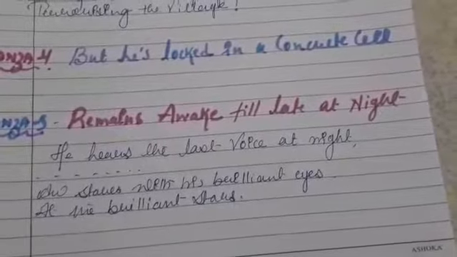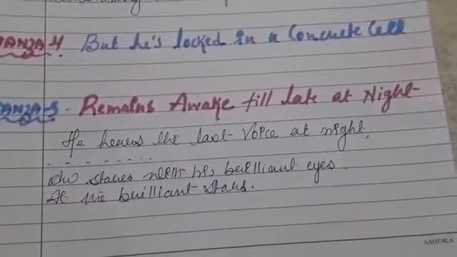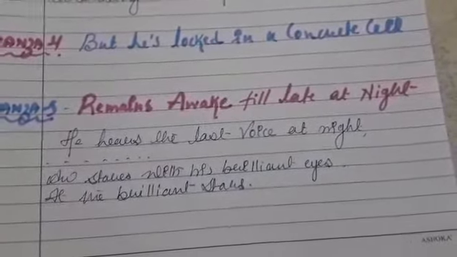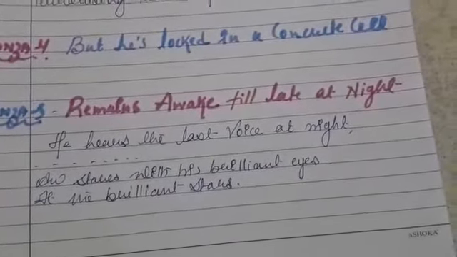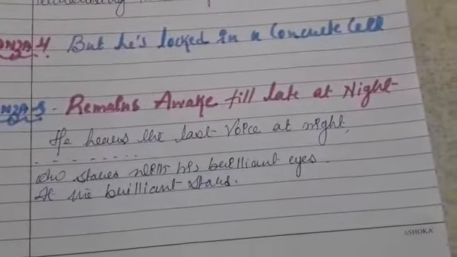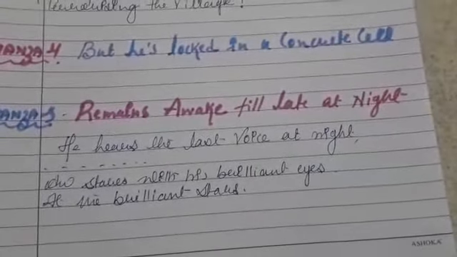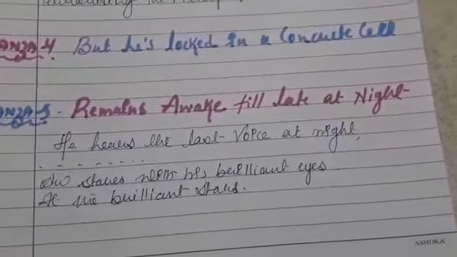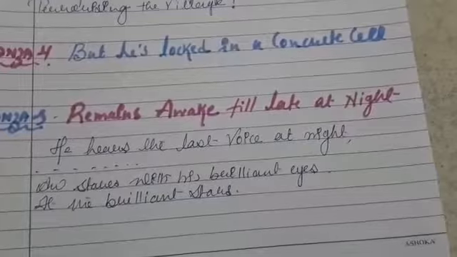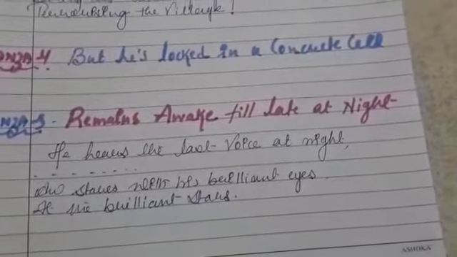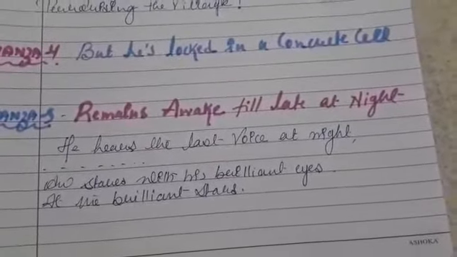What are these last voices? We have discussed this in the previous video that this last voice that the tiger hears at night is basically about the patrolling cars of the police, of the cops, those who are passing through the zoo. So this very particular voice he hears at night, the voice of the patrolling cars, and stares with his brilliant eyes at the brilliant stars. The way the stars are twinkling, the same shine can be seen in the eyes of the tiger, and he had hope that one day he will be out of this concrete cell.